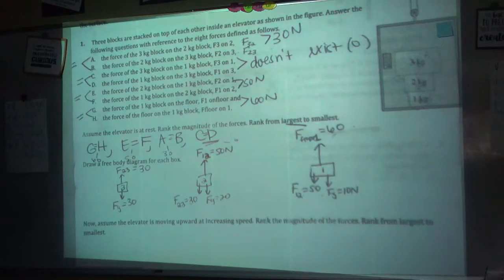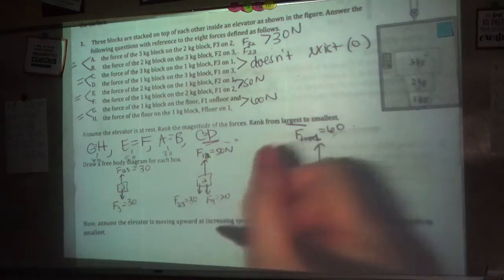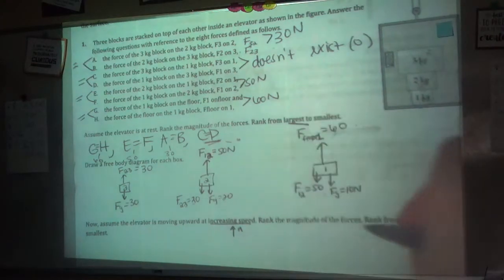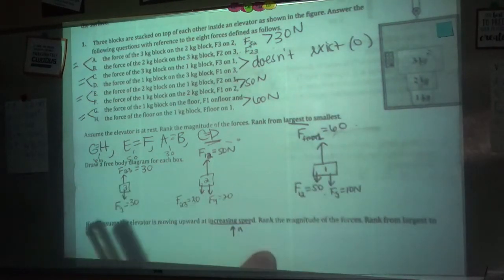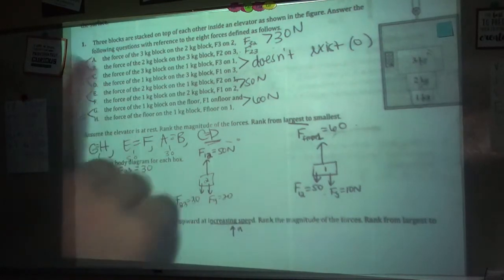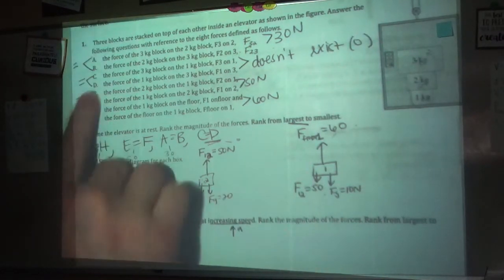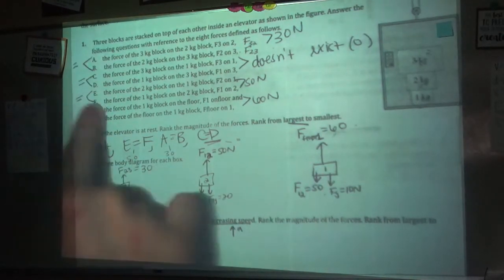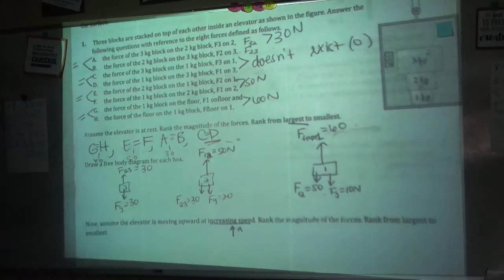Right, now the next one is assuming that the elevator is now moving up at increasing speed. That means that it is accelerating up. Now rank the magnitude of the forces still from largest to smallest. So again, no matter what the situation, A and B have to be equal. C and D have to be equal. E and F have to be equal. G and H have to be equal.